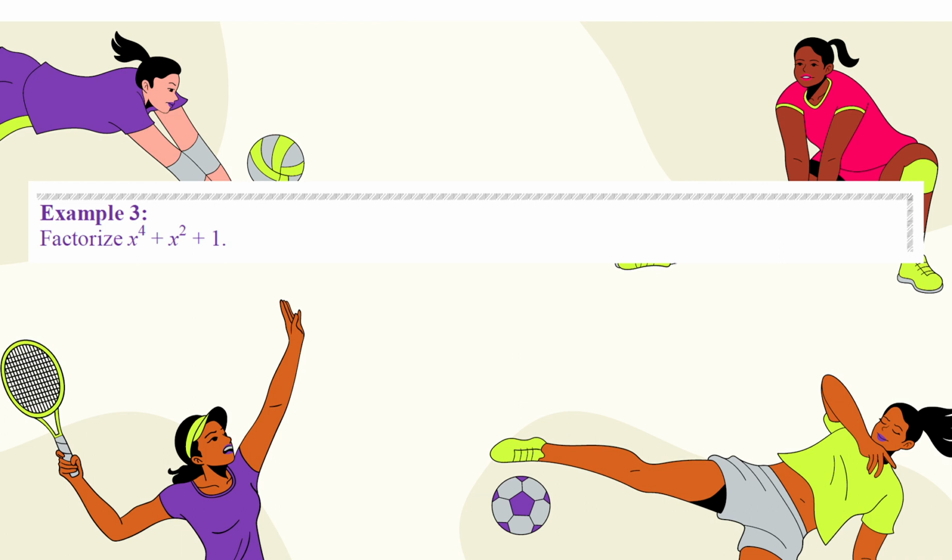Factorize this one. This is my famous question from the past paper. You don't know how to do it? So the challenge is: pause the video, think about it. Remember, do the identity twice.